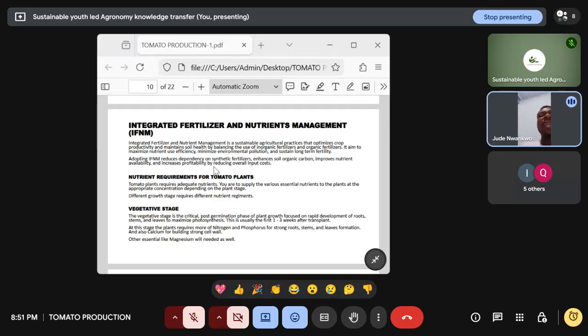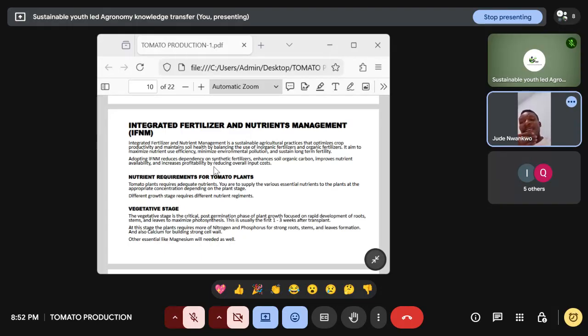Your tomato plant requires adequate nutrient supply because they are heavy feeders, they are going to feed a lot. You are to supply the various essential nutrients to the plant at the appropriate concentration depending on the plant stage. Each of the plant stages comes with its own nutrient requirement. Different growth stages require different nutrient regimens. But let's look at the vegetative stage finally tonight.